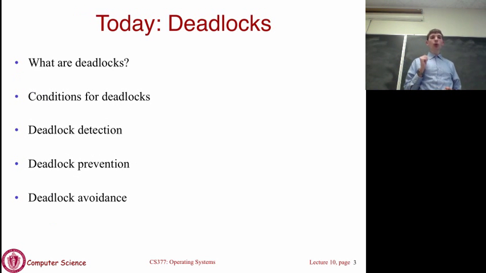So today we're going to be talking explicitly about deadlocks, which is a term that we've used several times before, but haven't really been explicit about what exactly deadlock means. We're first going to talk about what a deadlock is. Then we'll talk about the necessary conditions in order to have deadlock. And then we'll talk about three different approaches to dealing with deadlocks: detection, prevention, and avoidance. And we'll talk about what each of those terms mean.